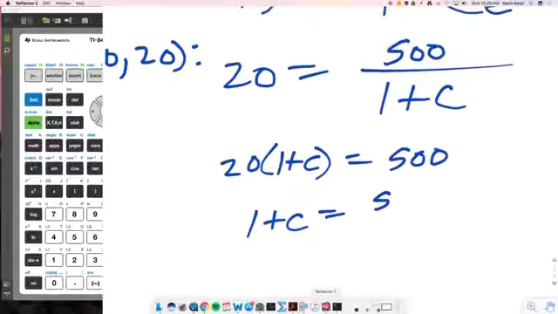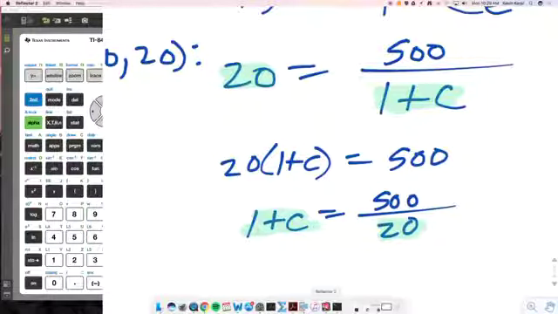And you get 1 plus c equals 500 over 20. That's going to be a little bit easier to solve because 20 is a factor of 500. So notice what we essentially did. And this is a nice mathematical property that if you do it enough, you don't have to show that middle step. The 20 and the 1 plus c essentially did what? They switched places, right? They switched places.